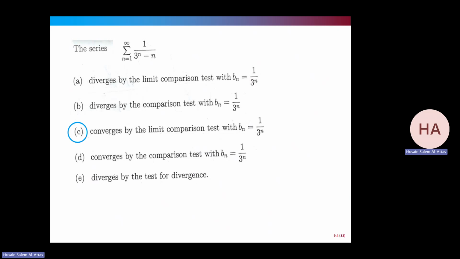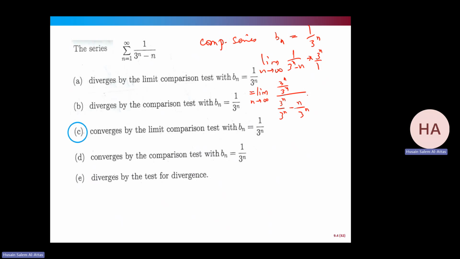If we do the limit comparison test, I think it will do it with 1 over 3 to the n. So my comparison series, the n-th term Bn, will be 1 over 3 to the power n. Do the limit as n goes to infinity of 1 over 3 to the power n minus n times the reciprocal of this. I divide by 3 to the power n, numerator and denominator. So I have 3 to the power n over 3 to the power n over 3 to the power n minus n over 3 to the power n.